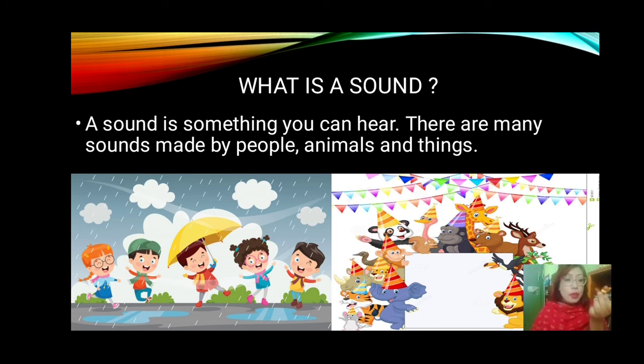Now I have a whistle here. It's a thing, right? If I blow this whistle, what is this? It's a sound, right? Yes. What kind of a sound does a whistle produce? Listen to it carefully once again.